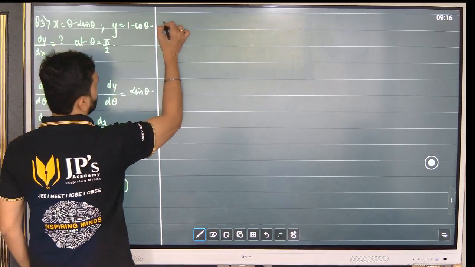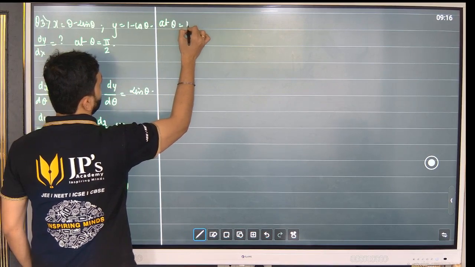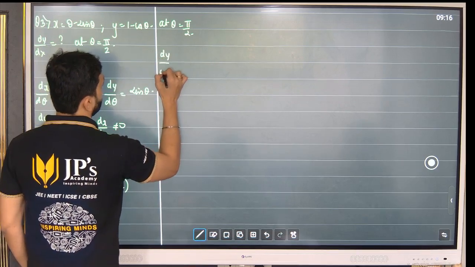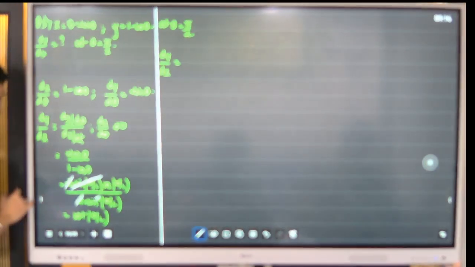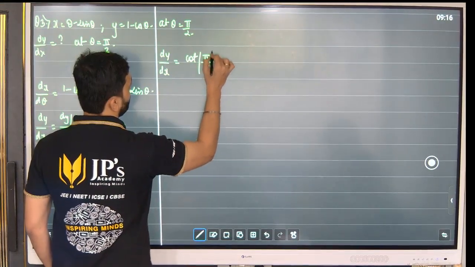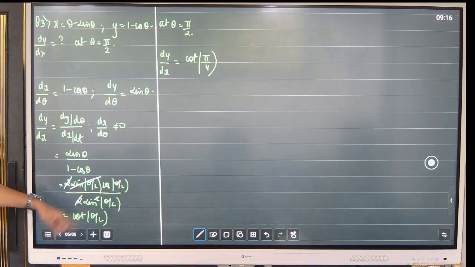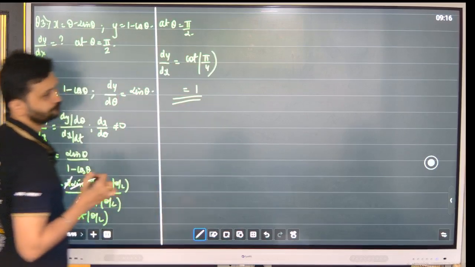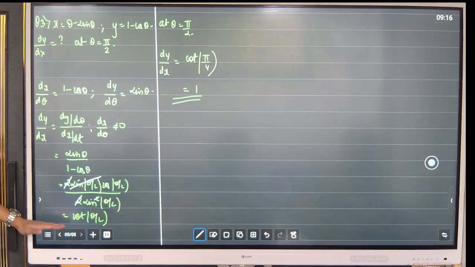So therefore, at theta is equal to pi by 2, dy by dx is equal to cot of pi by 4. Theta is pi by 2, upon 2 is pi by 4, and cot pi by 4 is equal to 1. Same thing, final step after differentiation, you're supposed to substitute the value of theta. Anybody has any doubts here? Has everybody understood this?